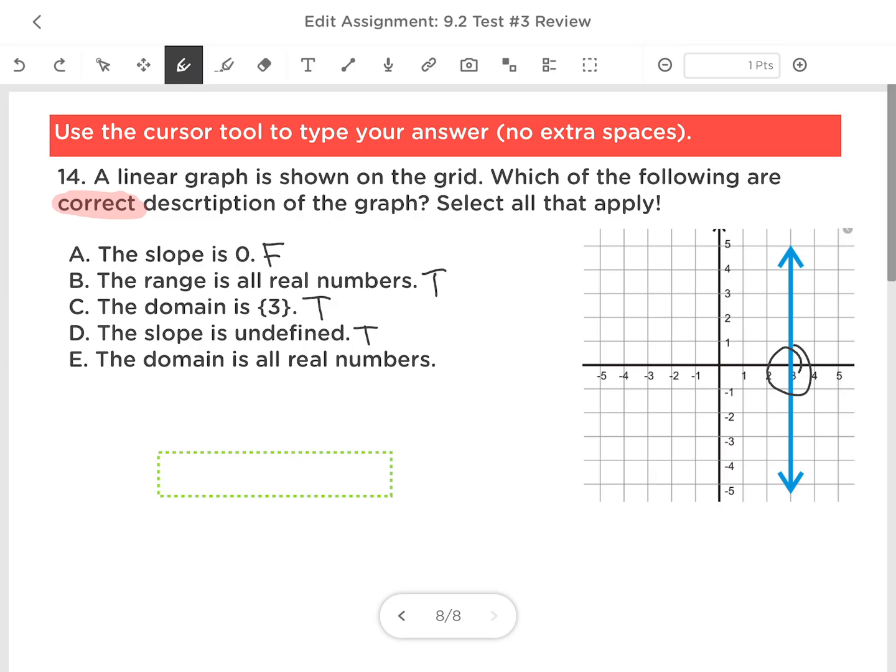The domain is all real numbers. That is false because it's not going left or right. It's staying at one constant x value. So we want the true ones. So we have B, comma, C, comma, D. Okay, and you would type that in with no extra spaces.